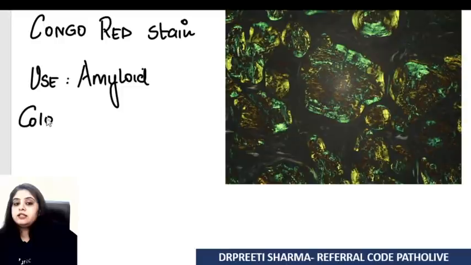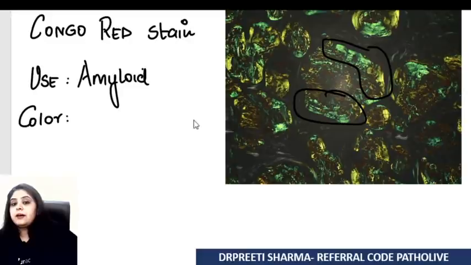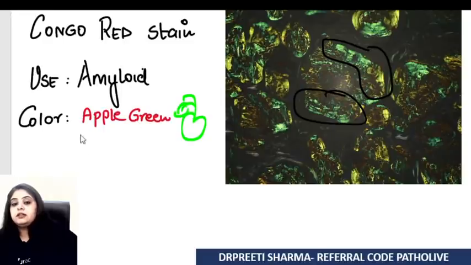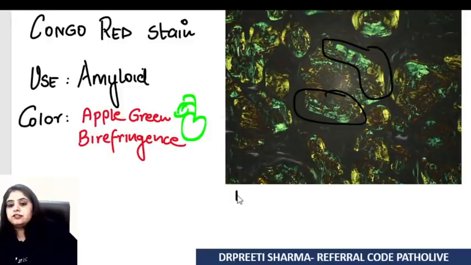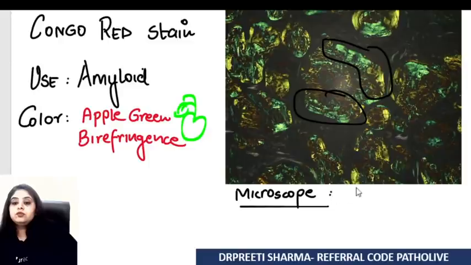Next, what is the color that you can see over here? This color that you can see is said to be apple green birefringence. That's a very famous word that comes in the exam. Apple green birefringence is seen with amyloid on which type of stain? It is Congo red stain. But this is not the usual microscopy. Does it appear so? No. So they ask you which microscope has been used over here. The microscope that has been used over here is a polarizing microscope.